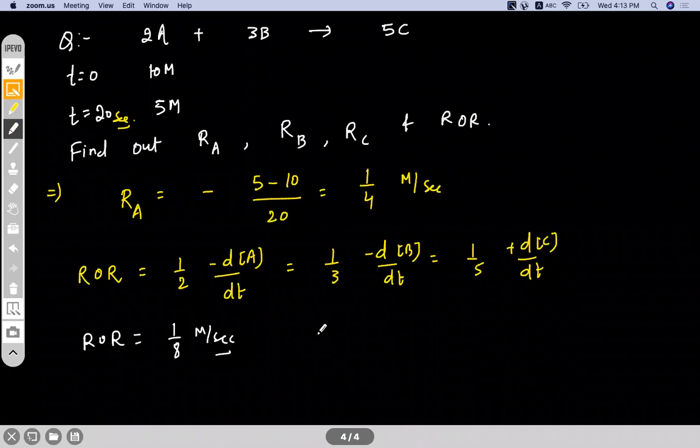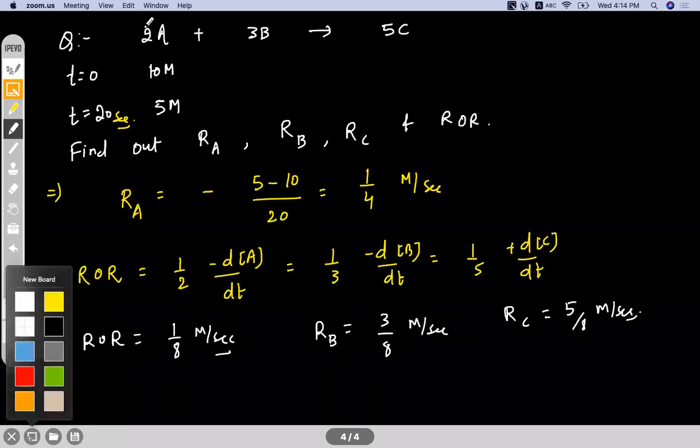The rate of B, RB, is equal to minus dB by dt. So RB is equal to 3 into 1 by 8, that is 3 by 8 molar per second. And RC is equal to 5 by 8 molar per second. Simplest one, right? This was the basic question we have. So if you know the data for one reactant, you can find out the rate of the other reactant or product with this relation. Now this question, you see.